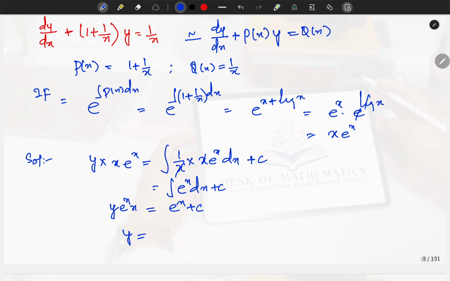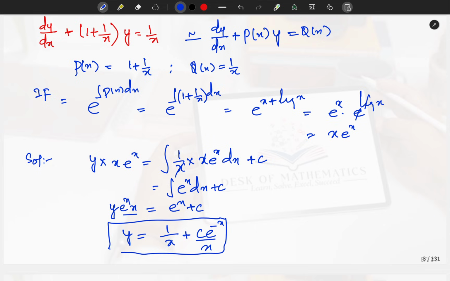So y will be equal to, take this part on the RHS, so e raised to power x, e raised to power x will go, so it is 1 by x plus c e raised to power minus x divided by x, and this is the solution of this Leibniz linear differential equation. Okay, even you can write it in this way, 1 plus c e raised to power minus x divided by x.